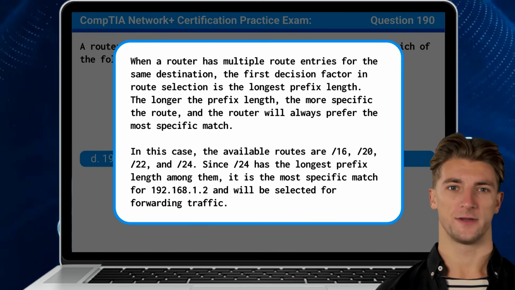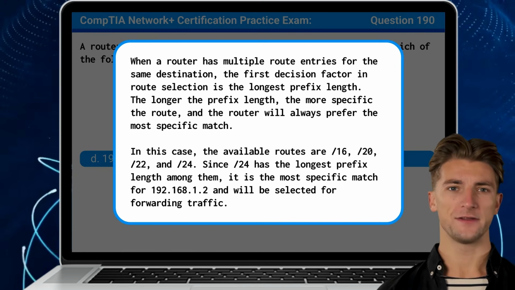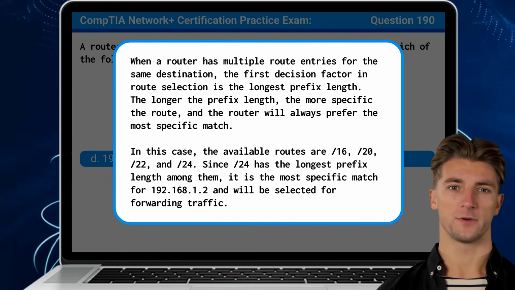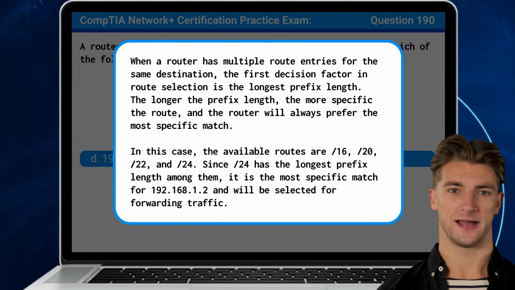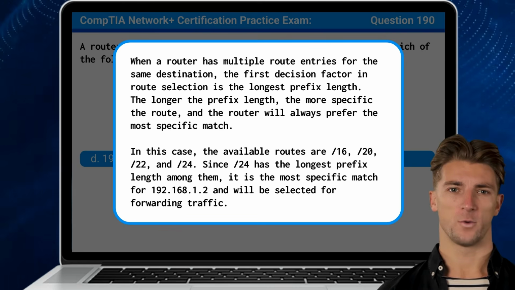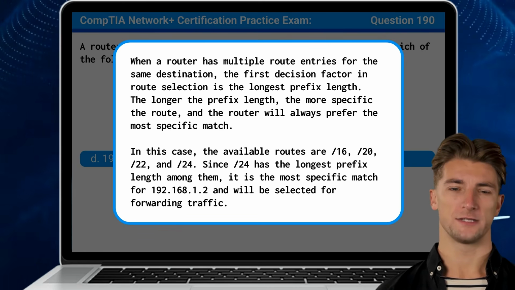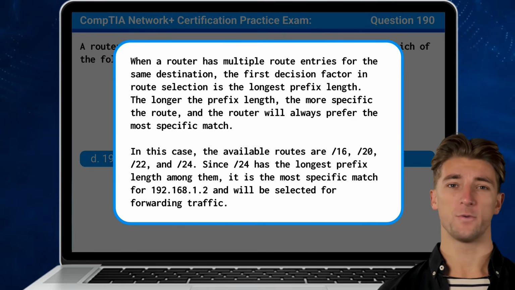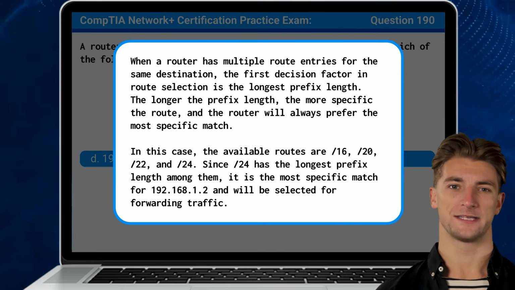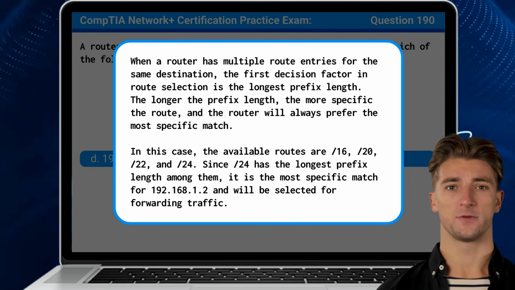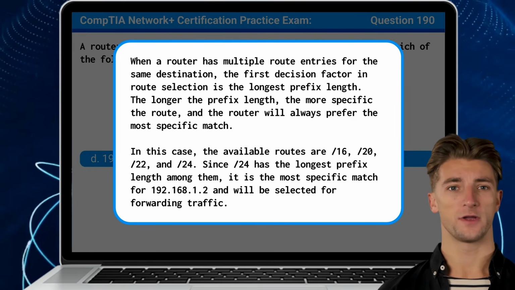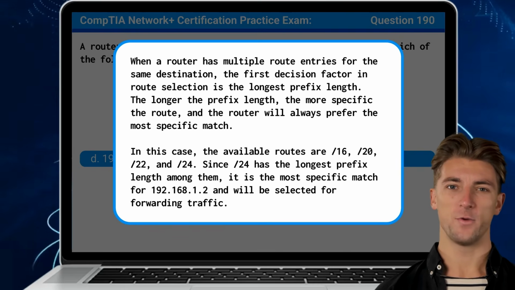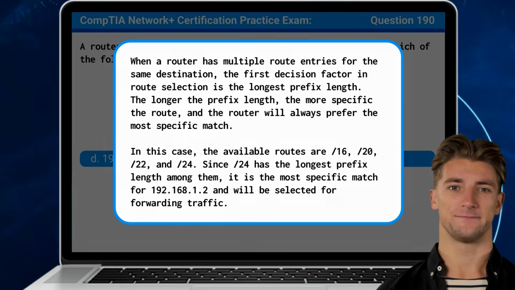the longest prefix length. The longer the prefix length, the more specific the route, and the router will always prefer the most specific match. In this case, the available routes are /16, /20, /22, and /24. Since /24 has the longest prefix length among them, it is the most specific match for 192.168.1.2 and will be selected for forwarding traffic.